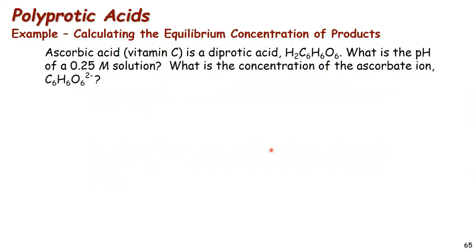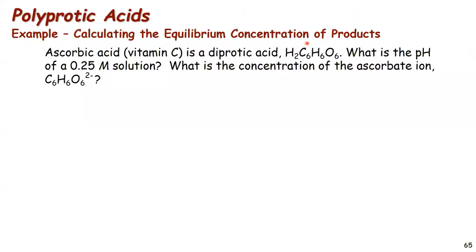Okay, let's try an example. So ascorbic acid, which is vitamin C, is a diprotic acid, so it has 2 acidic protons. And we want to know what is the pH of a 0.25 molar solution. And then we want to know what is the concentration of the ascorbate ion. So that means we lose both of these, and the ascorbate ion would be this -2, right? So we want to know what is the pH, and then we want to know what is the actual ascorbate ion concentration.